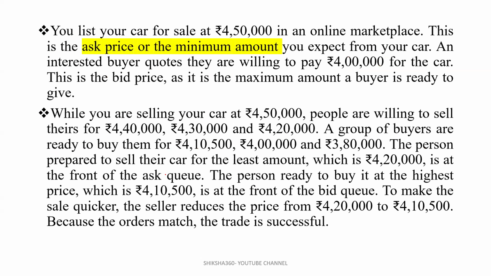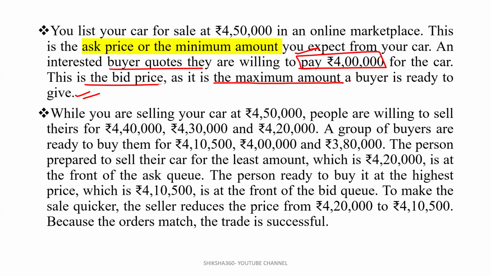You list your car for sale at rupees 4,50,000 in an online marketplace. This is the ask price, or the minimum amount you expect for your car. An interested buyer says they are willing to pay rupees 4 lakh for the car. You had said 4,50,000 and they said 4 lakh. This is the bid price, the maximum amount a buyer is ready to give. So the ask price is the selling price, and the bid price is the buying price.